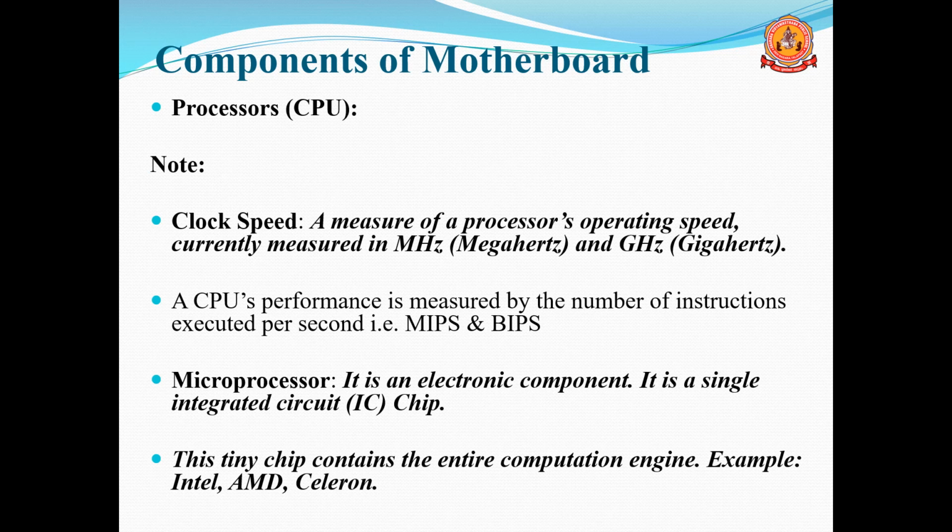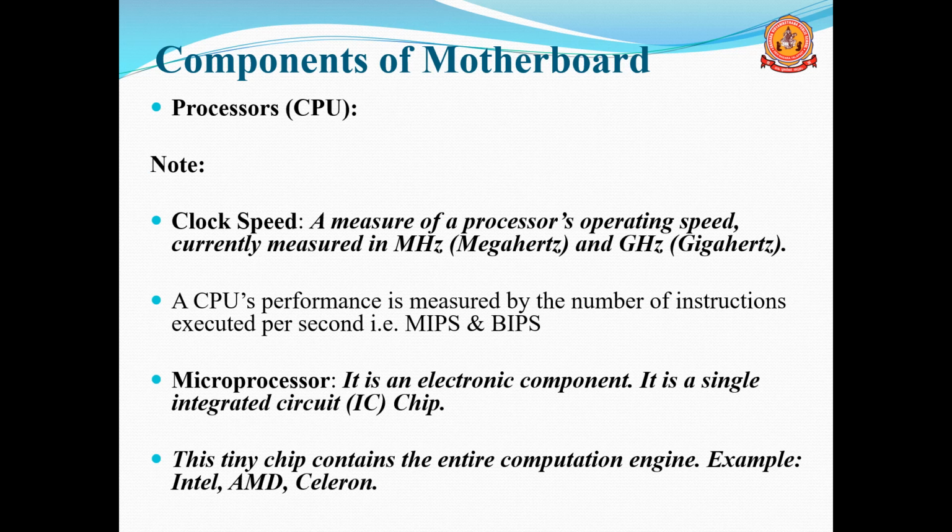CPU performance is measured by the number of instructions per second. We can measure CPU speed by the number of instructions executed per second. How many instructions are executed, that we check using the processor speed. So mainly MIPS and also BIPS: millions of instructions per second, and billions of instructions per second.